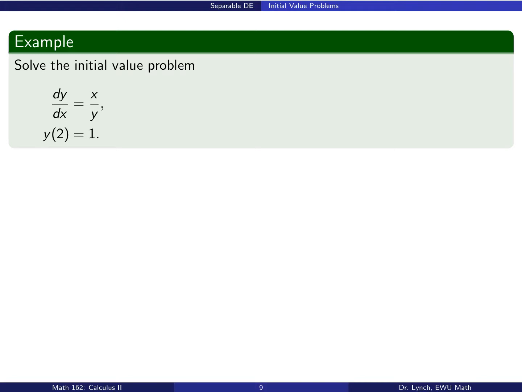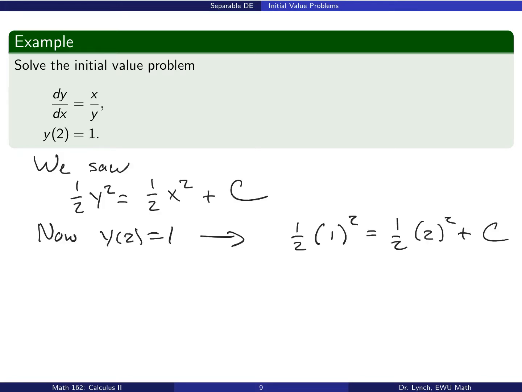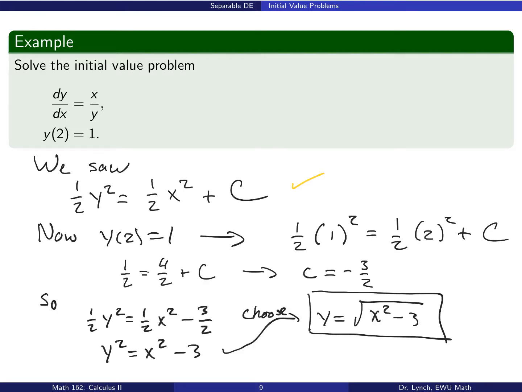Now, this is a differential equation that we saw previously, and we previously found an implicit family of solutions to this differential equation. So that implicit family of solutions was 1/2 y squared is 1/2 x squared plus an arbitrary constant. If y is 1 when x is 2, it must be that 1/2 times 1 squared is 1/2 times 2 squared plus a constant. And that allows us again to solve for our constant.